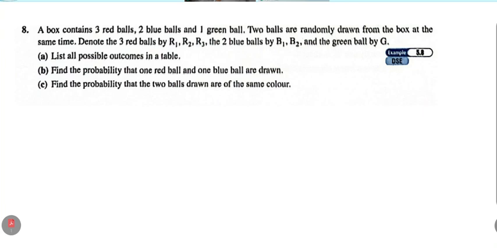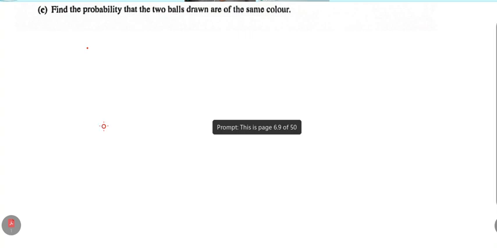Since the two balls are drawn at the same time, the order does not matter. So we have R1, then R2. To avoid listing duplicates, we're going to skip pairs like R1 and R1. Okay, so let's write it down for our table.